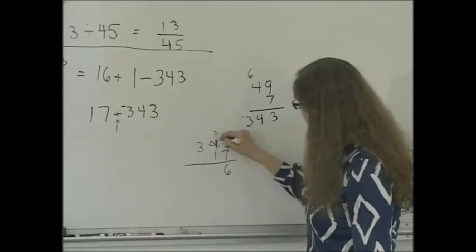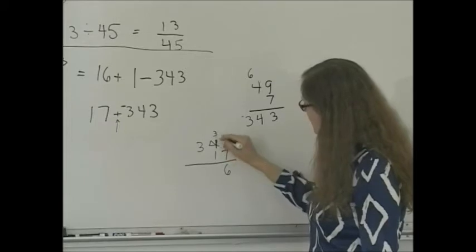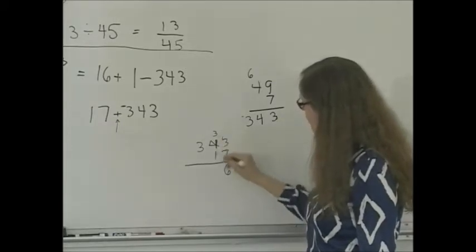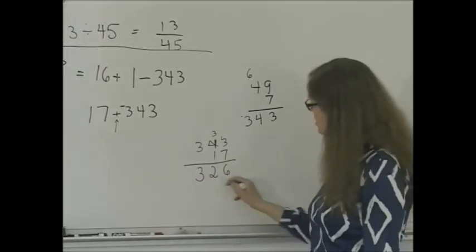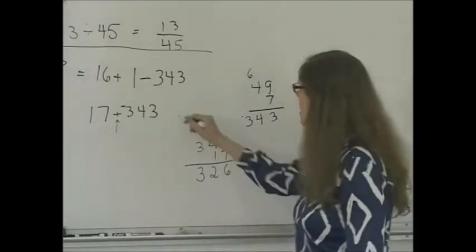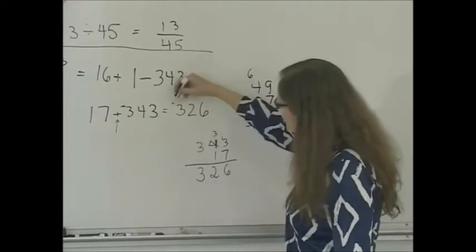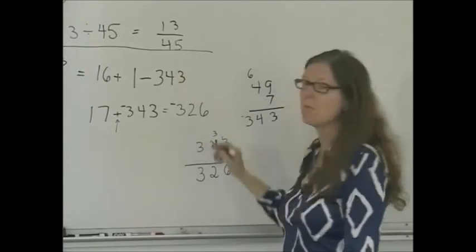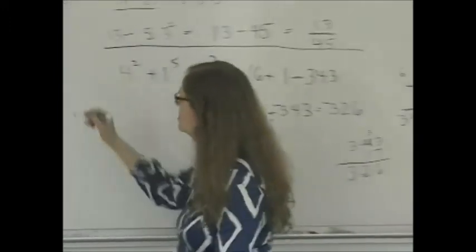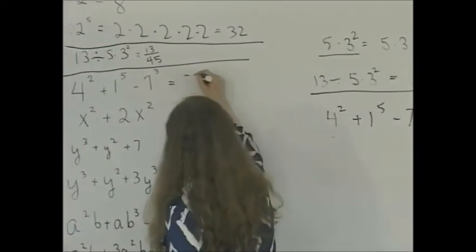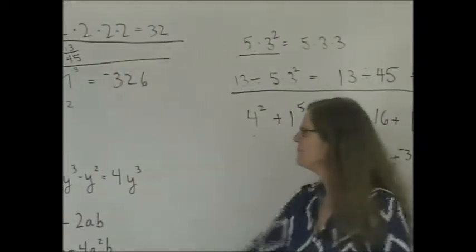this is 7 from 13 is 6. Subtract the 4 and make it a 3. 1 from 3 is 2. Nothing from 3 is 3. So the difference is 326. The answer to this is 326, but I use the sign from the larger number. So it's negative 326. That's what this equals. Negative 326. Okay, moving along.